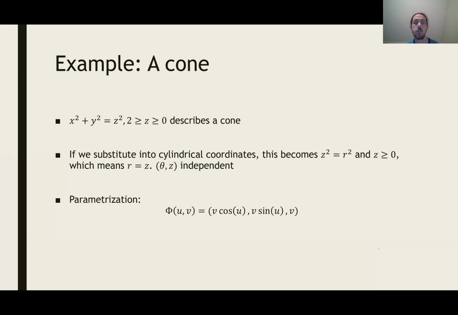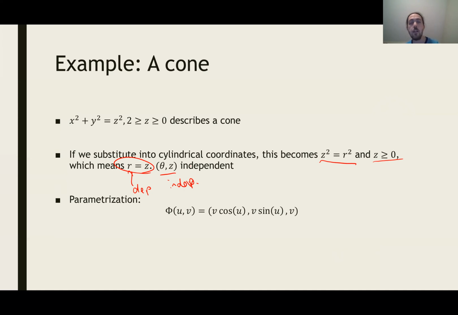If I plug in cylindrical coordinates, this becomes z squared is equal to r squared, and z is greater than or equal to 0. And we can simplify that. We can say that r is equal to z. So that solves for r in terms of z. R becomes our dependent variable, and theta and z become our independent variables.